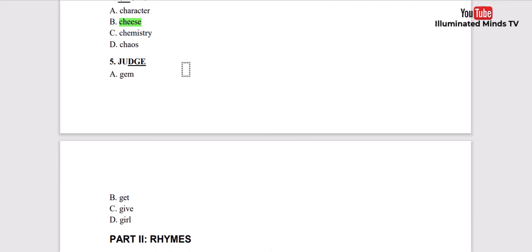Now to question 5, we have judge. You know, in judge, both J and the final ge produce the affricate sound. You will see the sound on the screen. All right. So the correct answer in this option here is gem. Option B is get, give, and dear. Now, jet. By the time you say that, you want to see which of these options actually have the same sound with it, and that is jet. Can you see that? Yeah.